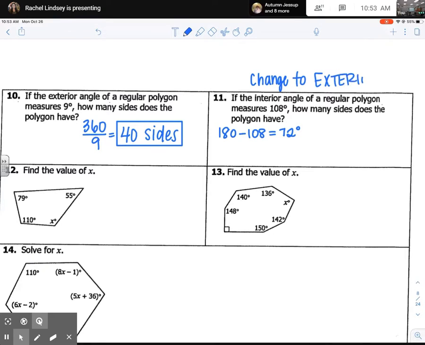Now that we have the exterior angle measure for each of those regular angles, we'll take 360 and divide it by 72. What's 360 divided by 72? 5. We have 5 sides and it is a pentagon.